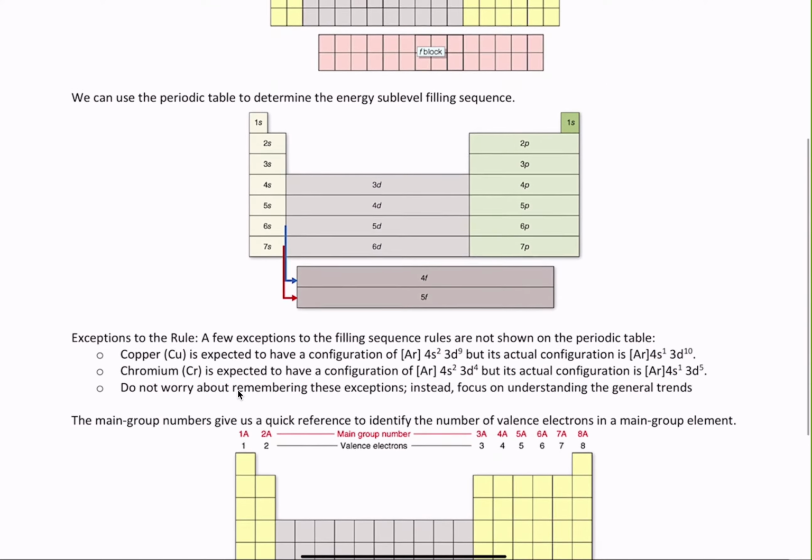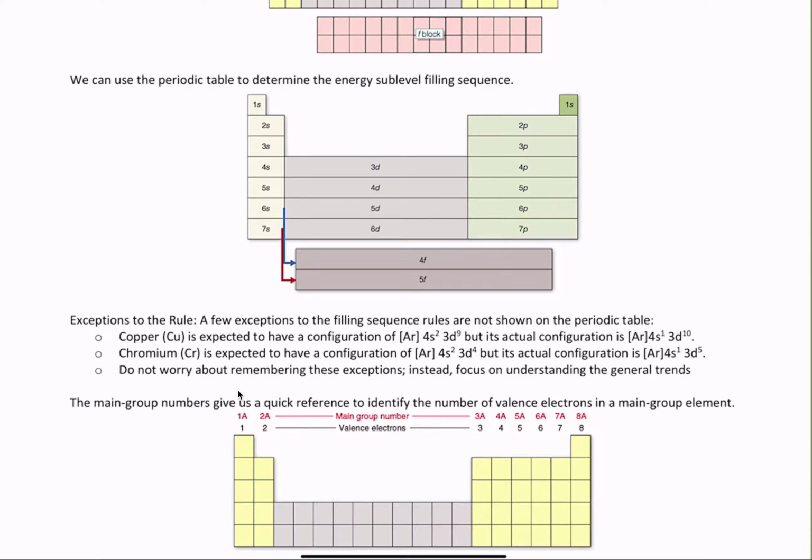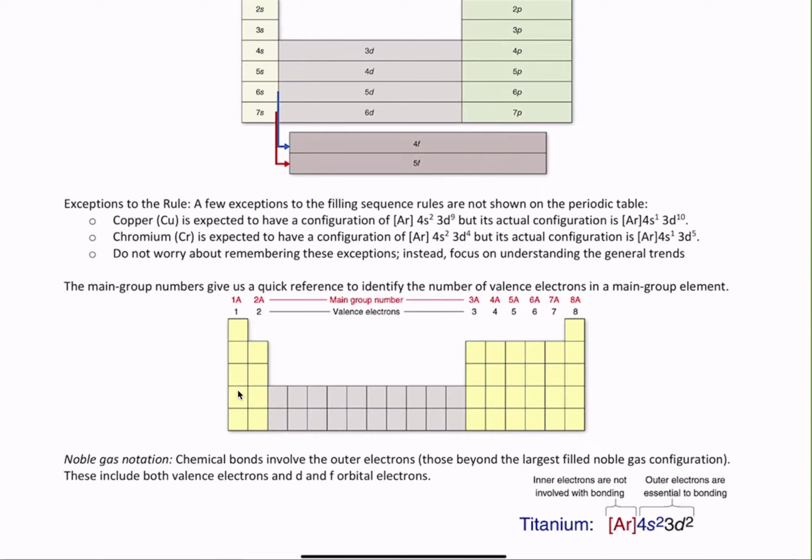What we can do is use the periodic table to determine the energy sublevel filling sequence. You will start from the top left corner of the periodic table, and going from left to right, you will start writing your electronic configuration. There are a few exceptions to the rule that are highlighted here. These exceptions to the filling sequence rules are not shown on the periodic table. This is the case of copper and chromium. But again, don't worry about remembering these exceptions. Instead, just focus on understanding the general trends.